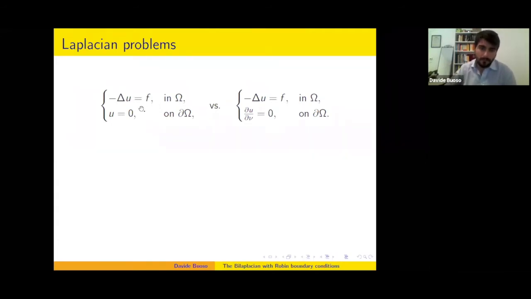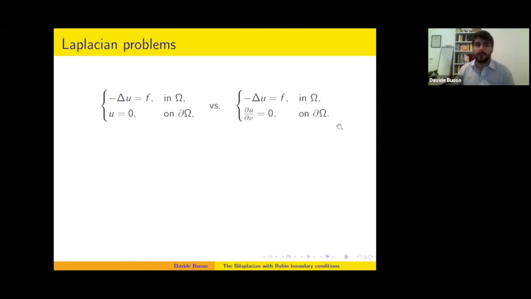So physically speaking, if you consider this problem as the model of a membrane where f is a load put on the membrane, f in L2 or H minus 1, the unknown u represents the displacement of the membrane from the position at rest. So in the Dirichlet case, where you set u equals 0 at the boundary, the membrane is framed, while in the Neumann case, you have a free membrane. So this condition is sort of a natural one.